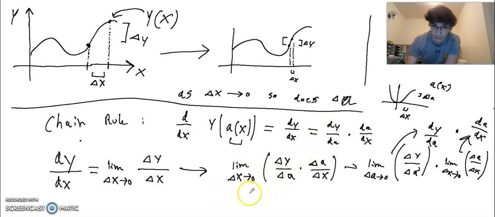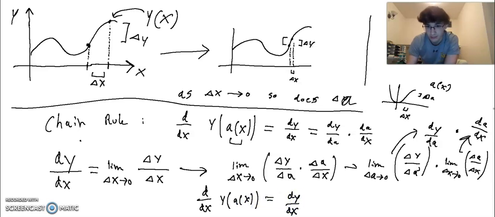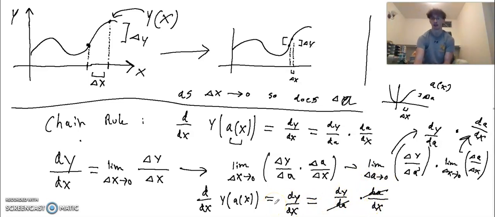Let's just rewrite it: d/dx of y of a of x equals dy/dx. This function y with respect to x is going to equal the derivative of this big function with respect to a, times the derivative of this small function inside with respect to x, which is what we have here: dy/da times da/dx. And if we want to verify this real quick, we can see that the da's just cancel and we're left with dy/dx on each side, so it's equal on both sides, so it's true.